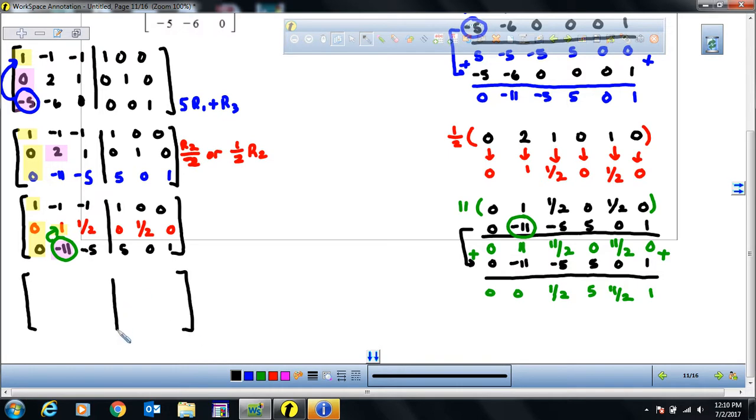This is what my new matrix is going to look like. So we got 0, 0, 1 half, 5, 11 halves, and 1. And I'm going to bring down the rest of the rows, 0, 1, 1 half, 0, 1 half, and 0. And the top row, 1, negative 1, negative 1, 1, 0, and 0.